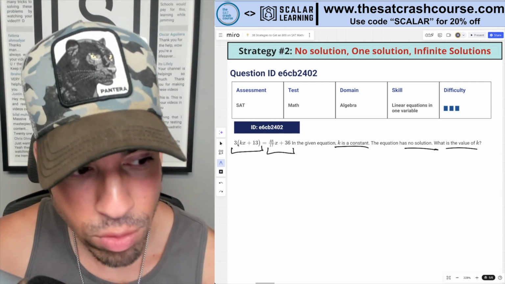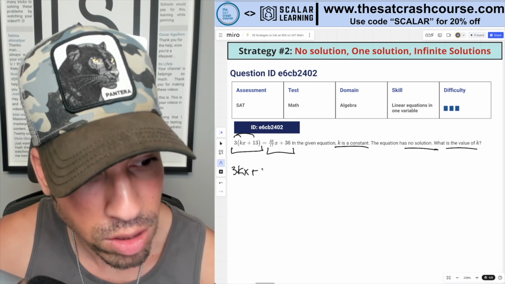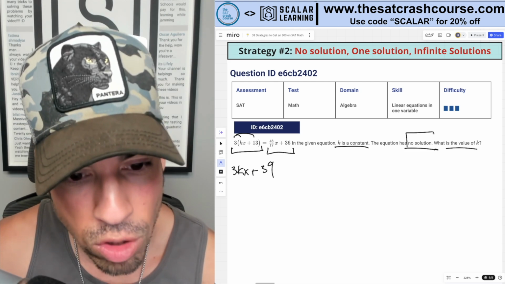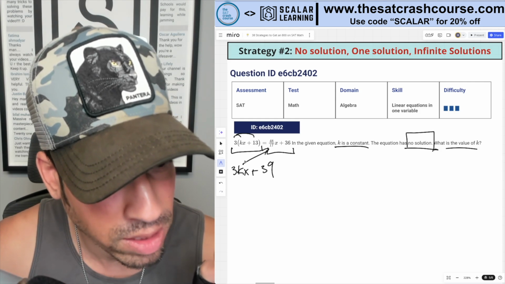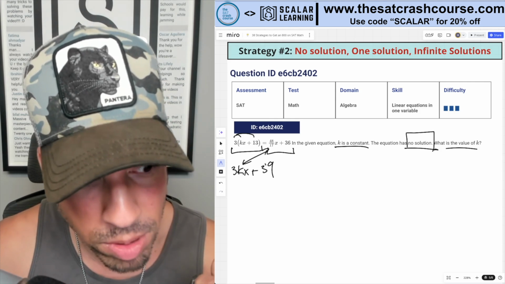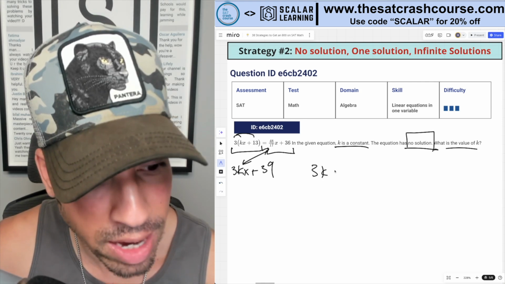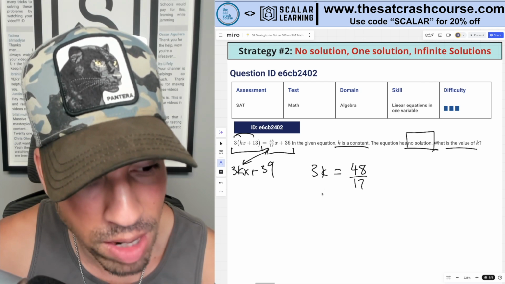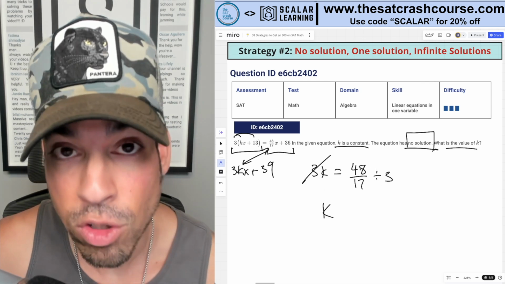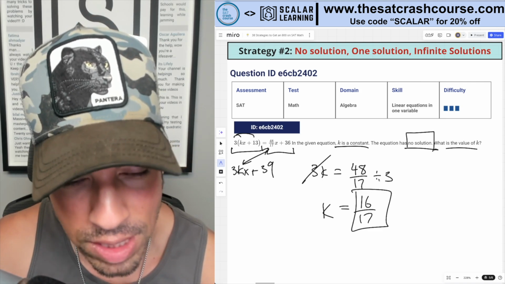Now, this has a 3 factored out. I'm just going to redistribute this in, and then I've got 3kx plus 39. So they're talking about having no solution. So I should immediately know that these slopes need to be the exact same. Now, the good thing is the y-intercepts, 39 and 36, are already different, so we're set there. So I'm going to set 3k equal to 48 over 17, and then I'm going to isolate k. So I'm going to divide both sides by 3, boom, and divide this by 3. And that will divide the numerator by 3, so 48 divided by 3 is 16. So the answer is 16 over 17, boom, done.